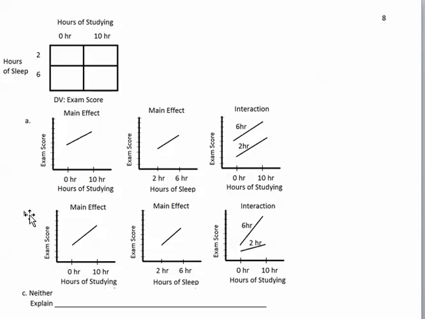In outcome B, once again, the group that's studying is doing better on average. The group that's getting a full night's sleep is doing better on average. But the group that's sleeping 6 hours is benefiting more from studying, and the group that's only sleeping 2 hours is benefiting less from studying, which is why the two lines aren't parallel. So if you think that A would appear, circle A. If you think B would appear, circle B. If you think that neither would appear, circle C.